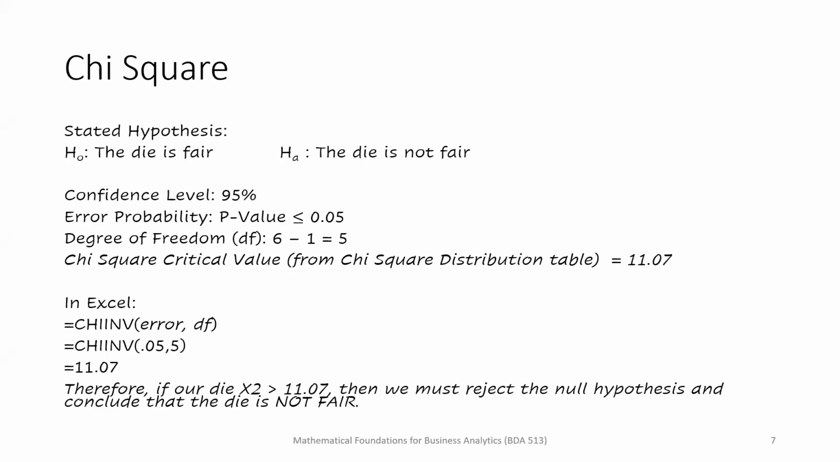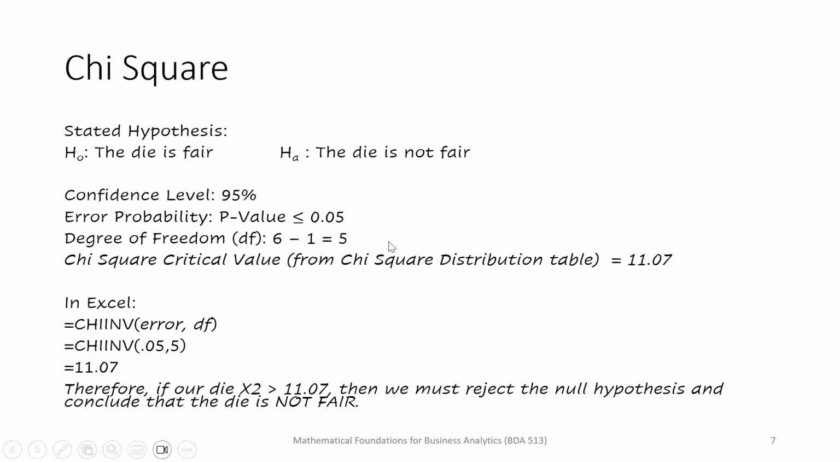So we have more information here. We are using a confidence level of 95%, which means that we are giving room for error of 5%. So our error probability is 5%, and since a die has 6 sides, our degree of freedom will be 6 minus 1, which is 5.